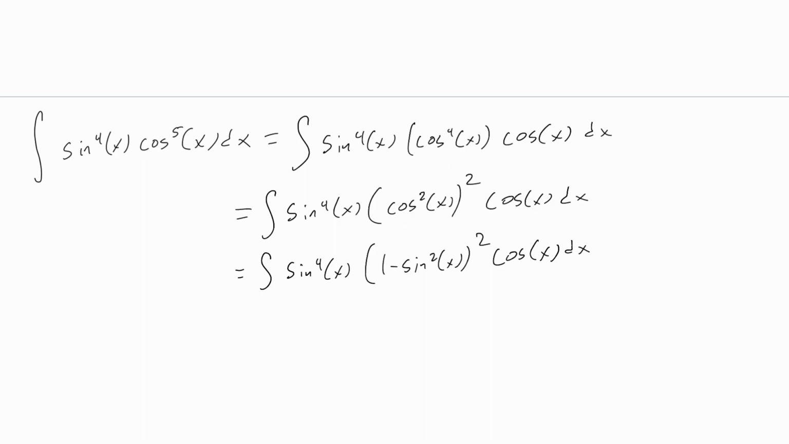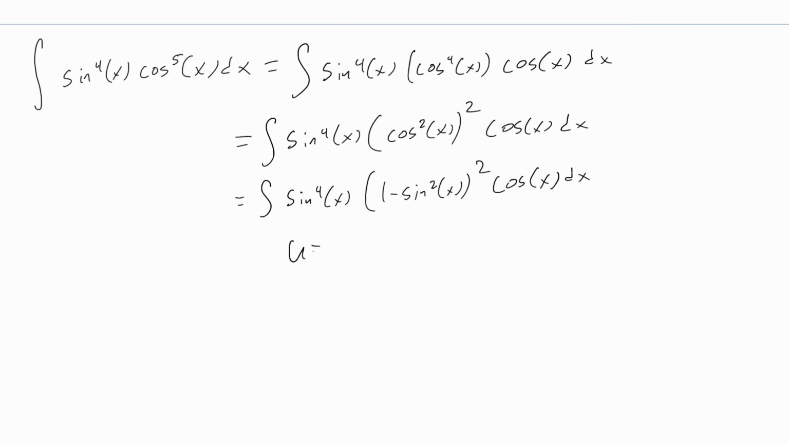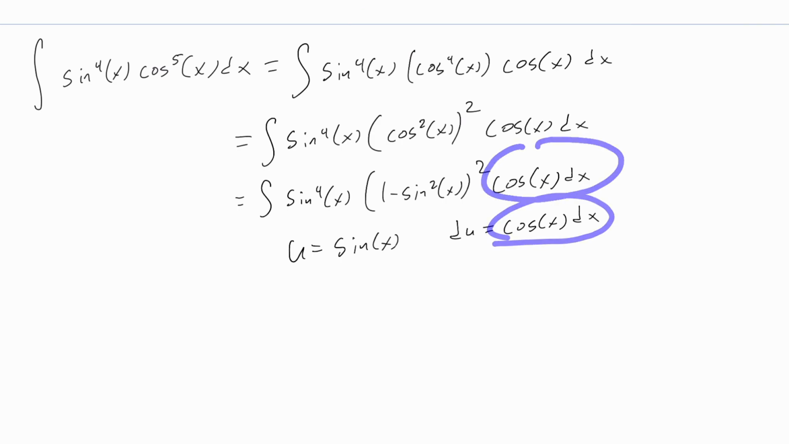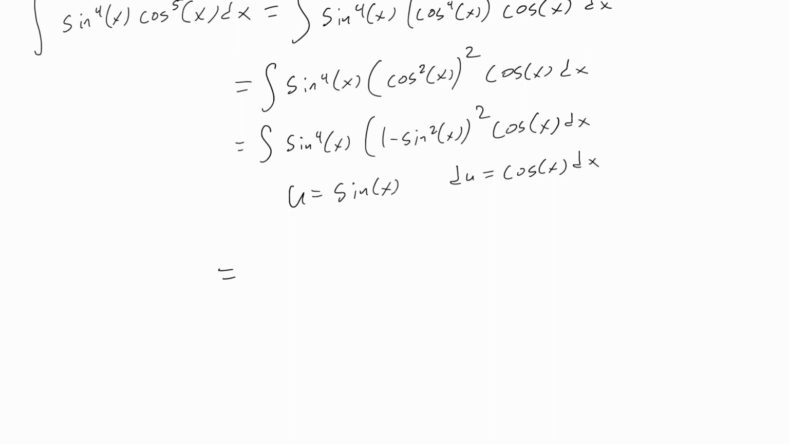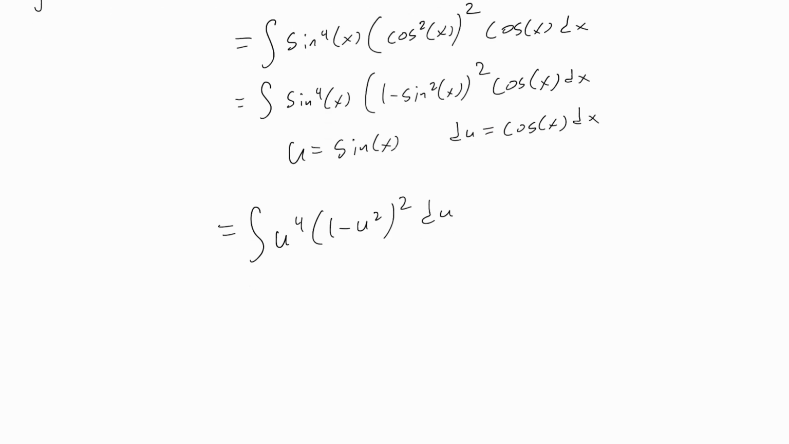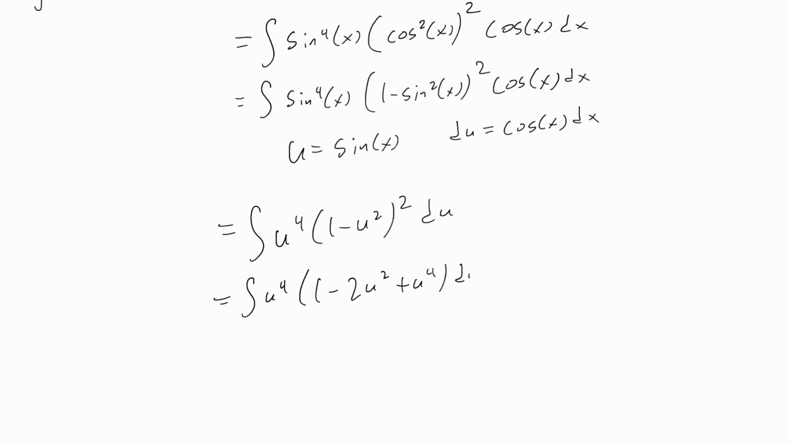And then from here, I can let u be sine of x, and then du is cosine of x dx. And I've got a cosine x dx right there, so that becomes du. My integral becomes u to the fourth times 1 minus u squared squared du. I replace my cosine of x dx with du. Now we can expand this whole thing out, and we get the integral of u to the fourth times 1 minus 2u squared plus u to the fourth du.